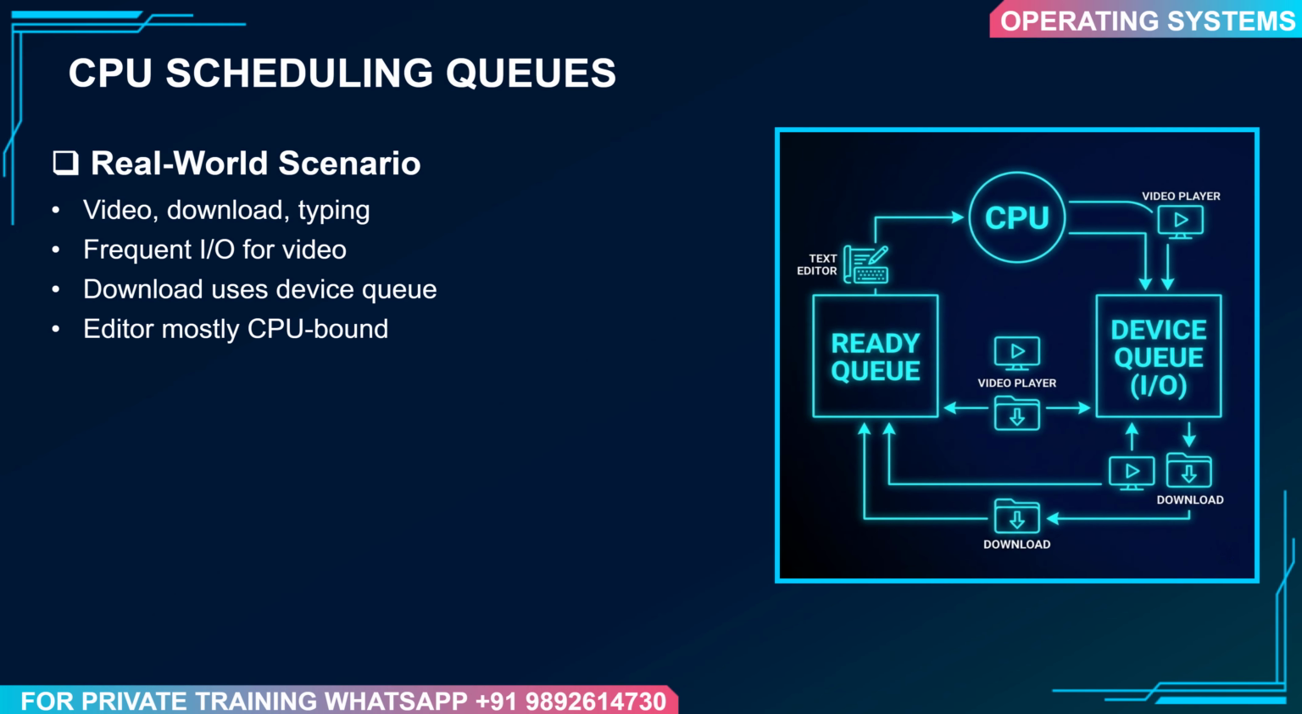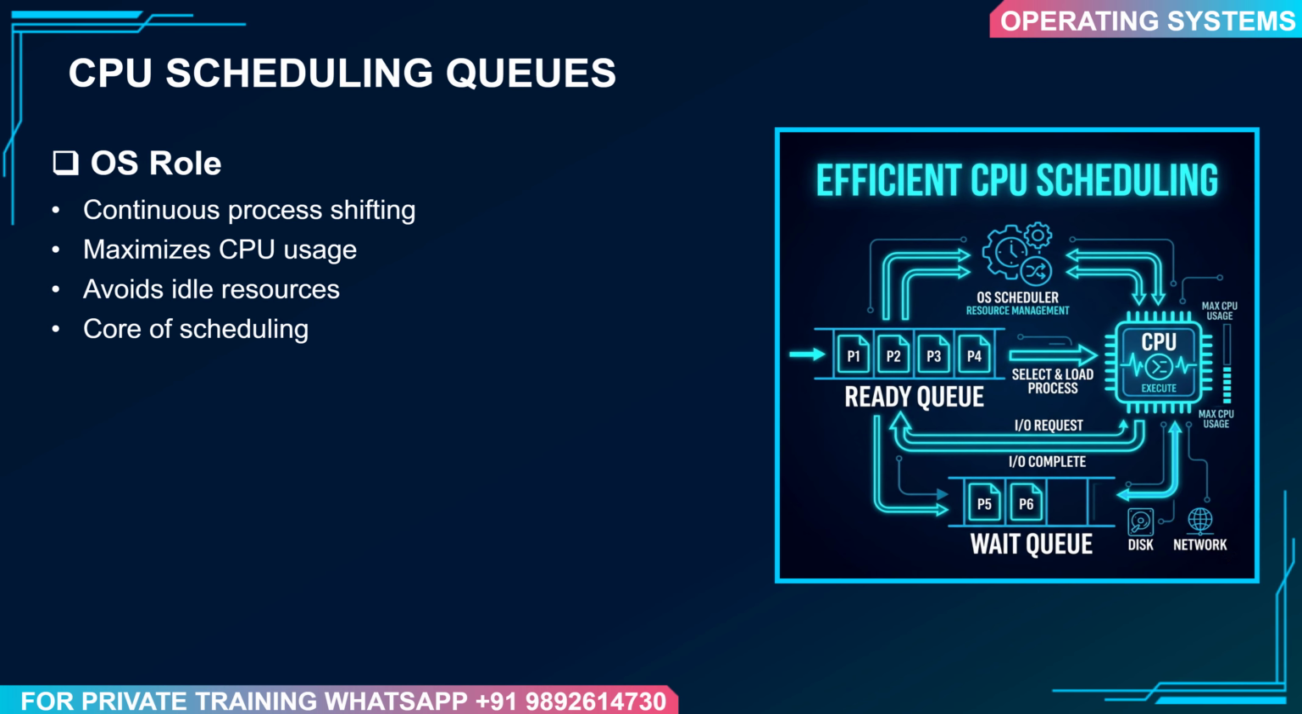Let's take a real world scenario to tie everything together. Imagine you are watching a video, downloading a file, and typing a document at the same time. The video player process might frequently go to the device queue to fetch data from disk or network. The download process is also heavily dependent on I/O, so it keeps moving between the device queue and ready queue. Meanwhile, the text editor might mostly stay in the ready queue, waiting for CPU time whenever you type. The operating system constantly shifts these processes between queues, making sure the CPU is always busy and no resource is wasted. This is the core idea behind efficient CPU scheduling.